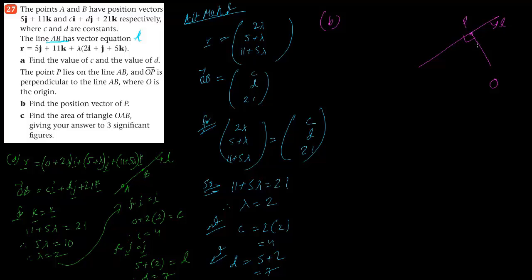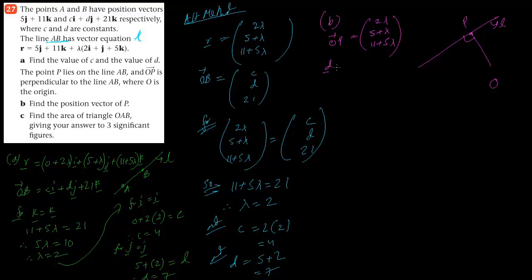So when we want to find the rule for perpendicular, if two lines are perpendicular, their dot product should be equal to 0. So first of all, what is OP? OP is the same as the universal position vector, because remember the definition of this line is for any position vector lying on this line, it's given by this thing. So we can write OP equals 2 lambda, 5 plus lambda, 11 plus 5 lambda. This is OP.